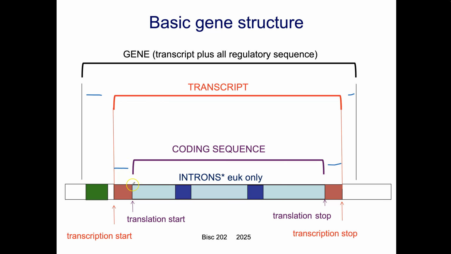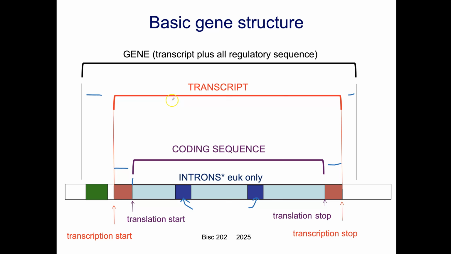And then the part that is actually the coding sequence that gets translated to make the protein is even smaller than that. And just to note that in eukaryotes, there are little spacers inside the coding sequence so that some of those have to be cut out. They don't contain amino acid information.